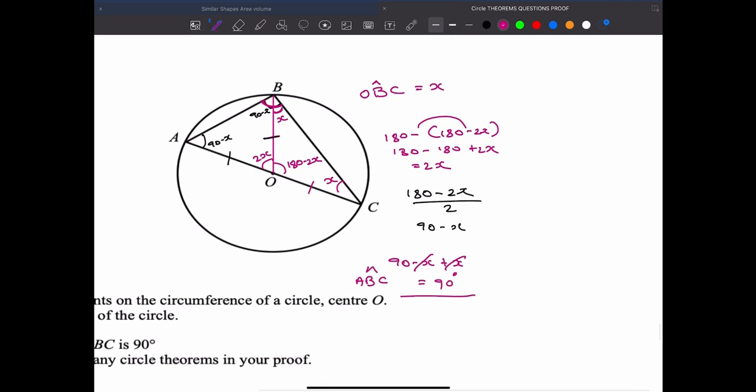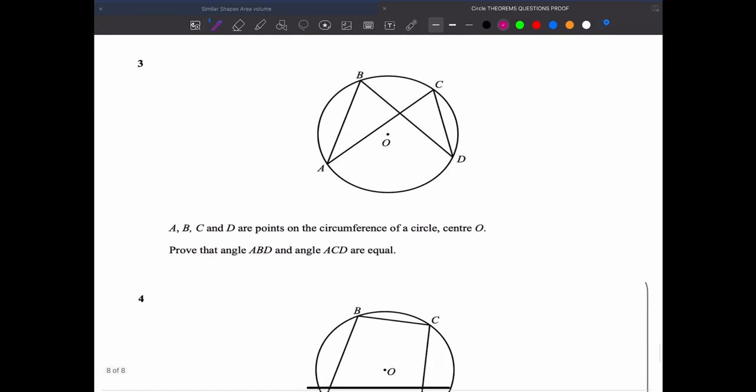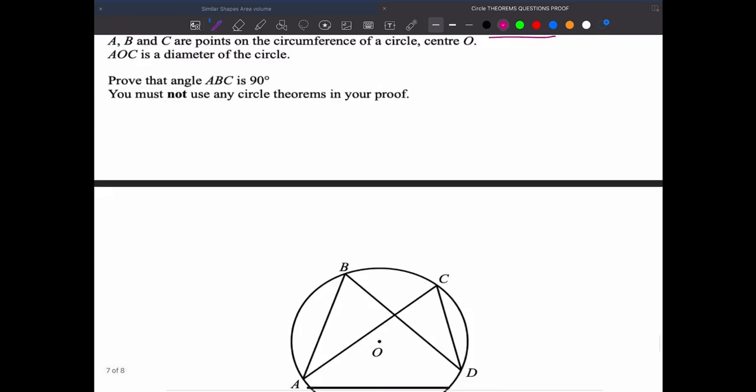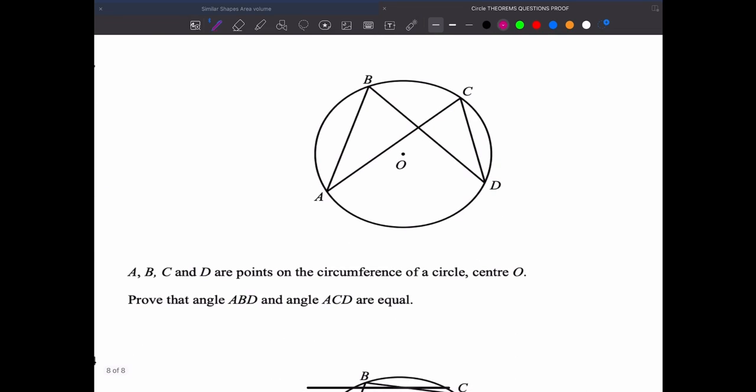Simple. Very simple 3-mark questions. Make triangles, say something is x, and then you should be able to do it. In this question you will see you can't use circle theorem. In this next question you are allowed to use circle theorem. Good. Prove that angle ABD is the same as ACD.